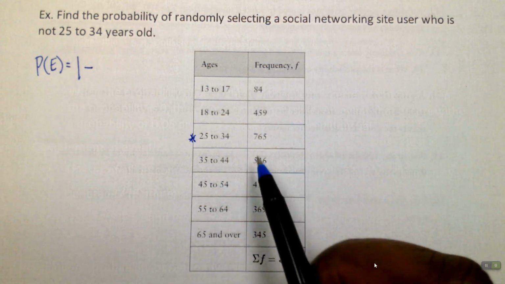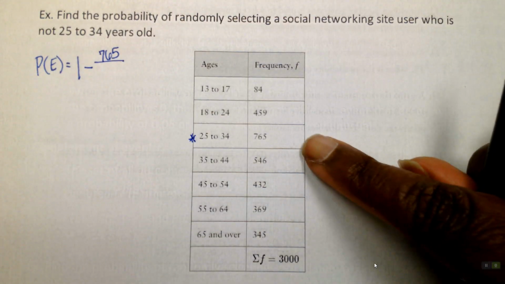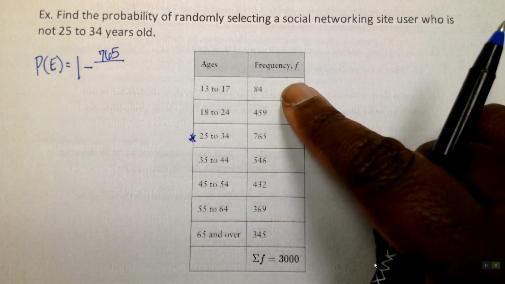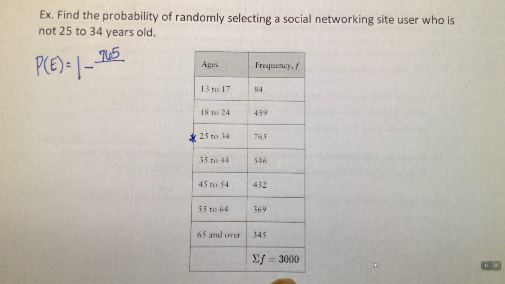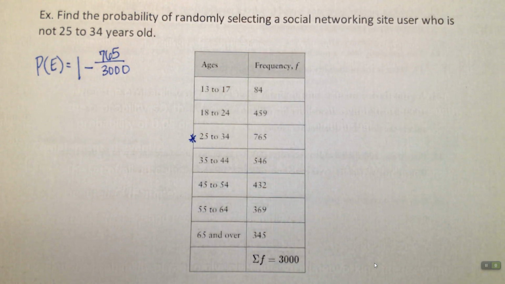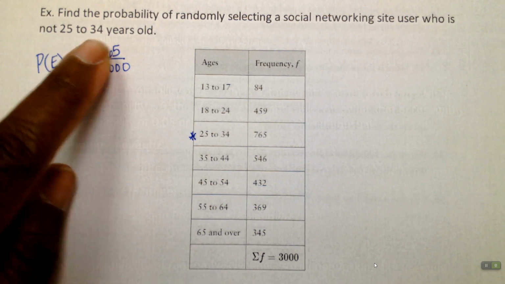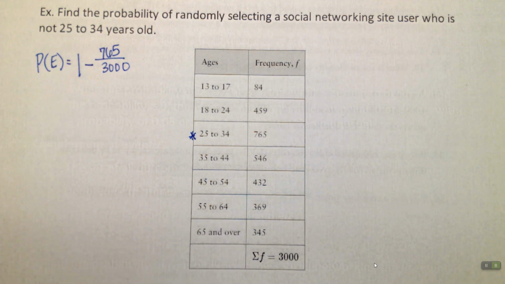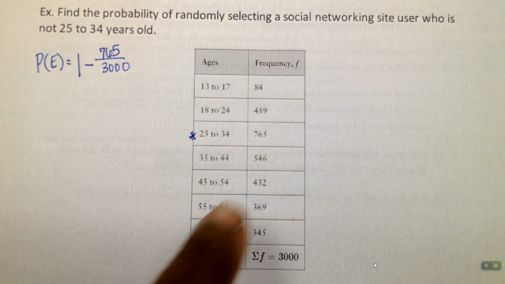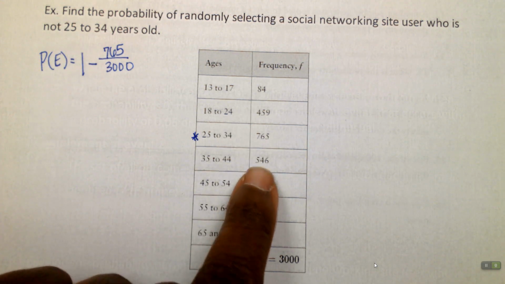So for that probability, you want everything but this. So we would do 1 minus that frequency divided by, thankfully they were so nice, they gave us a total frequency. We didn't have to add them all together. So 1 minus, they want not, so not 25 to 34. They want this, and that. They don't want that. So this, and this.